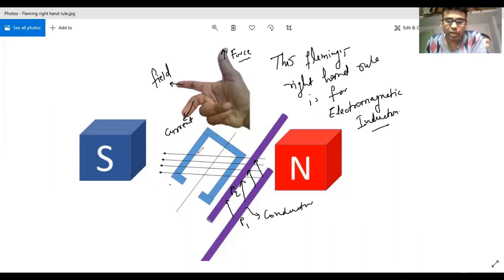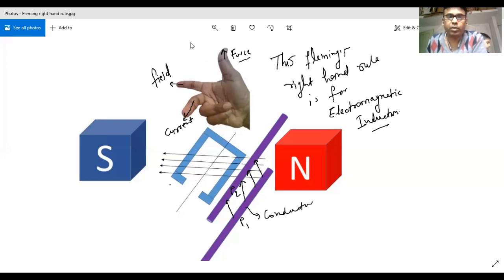So in this field and this force, the force is going from bottom to top and the field is going from north to south. So in result, what will happen? The current will flow in this direction. Current will flow in the direction pointed by the middle finger. So how will the current flow? It will flow toward this side.